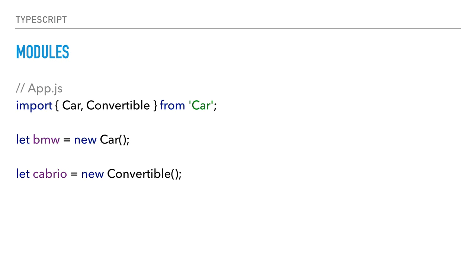Also, we can use this kind of syntax. This is the one that we will see in Angular 2 very often. We can import the class car and the class convertible from our module car. This is what we are saying in the first line, and after that we can start using car and convertible as normal classes in our code. Remember this slide and think about it, because we will use it a lot after we finish with the TypeScript part of the masterclass.